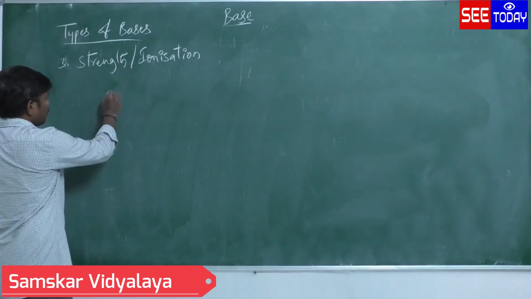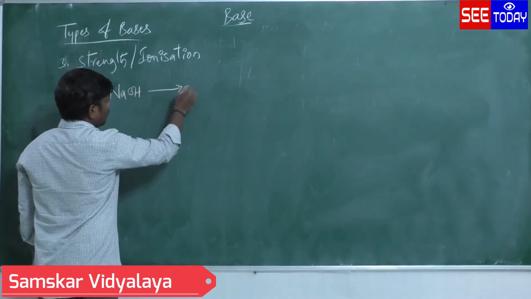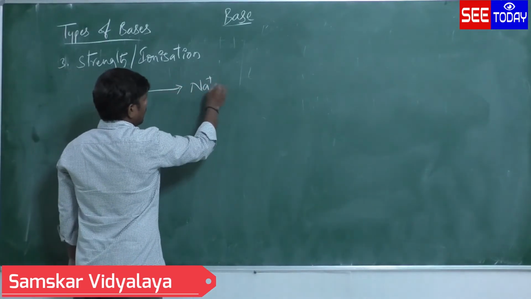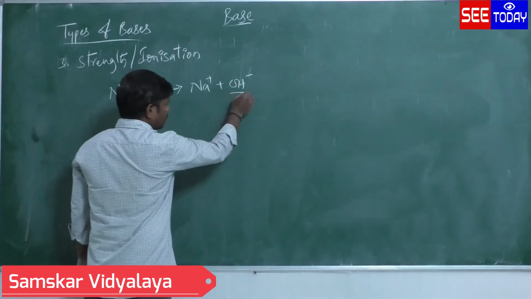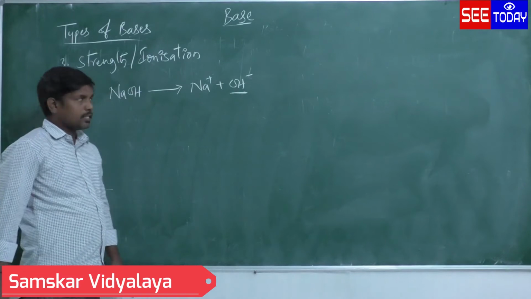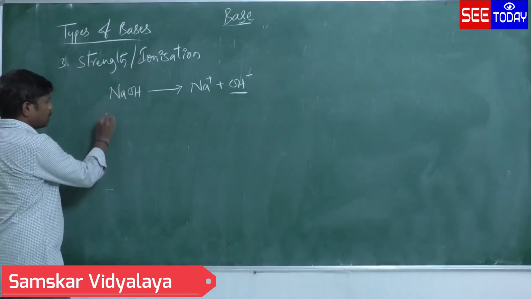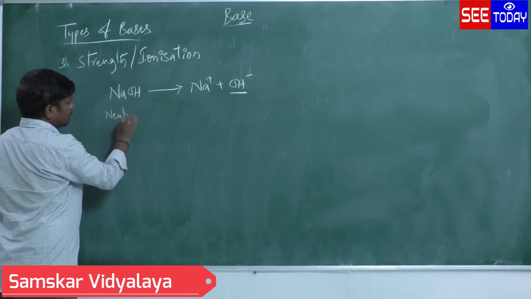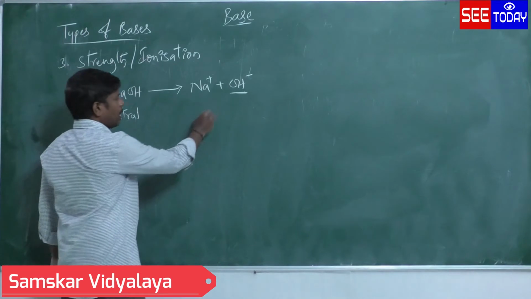So here, whenever you take a base, if you dissolve in water, then this will dissociate into Na+ and OH- ions. So this will increase the concentration of OH- ions. Right? So here initially NaOH is a neutral substance. So this neutral substance is dissociating into ions.